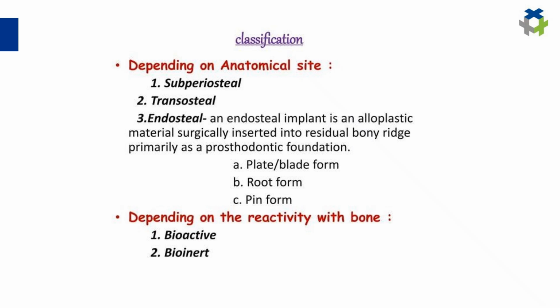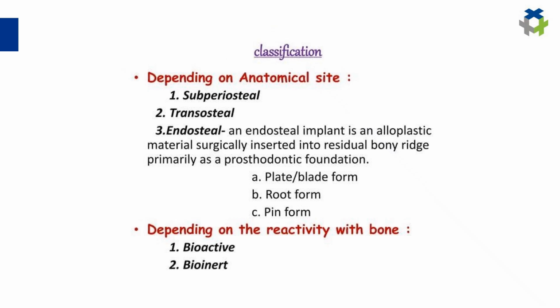Classification. Depending upon the anatomical site, it is classified as subperiosteal, transosteal, endoosteal. An endoosteal implant is an alloplastic material which is surgically inserted into a residual bony ridge primarily as a prosthodontic foundation, in the form of a plate or blade form, root form or pin form. Depending on the reactivity with bone, it is classified as bioactive and bioinert.